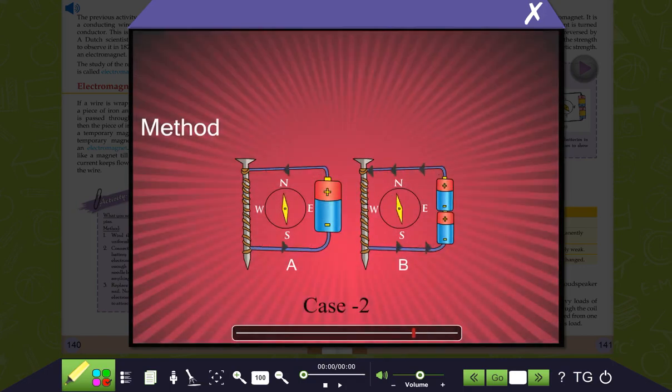Case 2. Now increase the number of batteries in case 2b. The compass continues to show more deflection in case 2b.